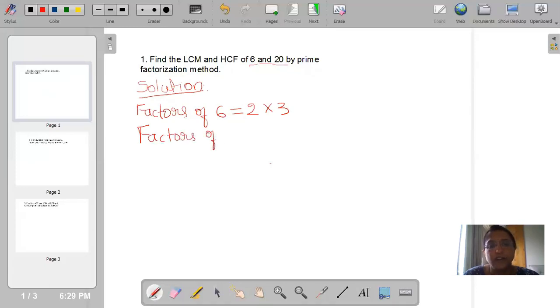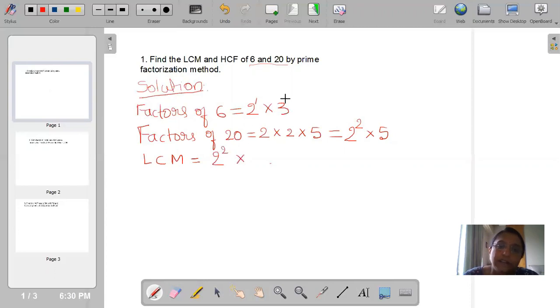Factors of 20: what are the factors of 20? 2 into 2 into 5. Then LCM. What is LCM? It is the highest power of the terms. Here 2 into 3, and here 2 square, means 2 raised to 2, into 5. For LCM you have to take the highest power of the terms. Here 2 raised to 1 is there, here 2 raised to 2. Which one is highest? 2 raised to 2 is highest. So write 2 raised to 2 into 3 raised to 1.